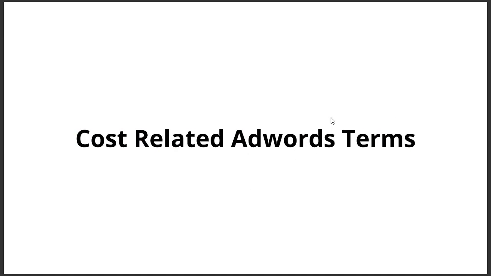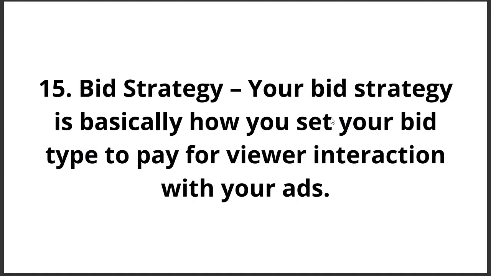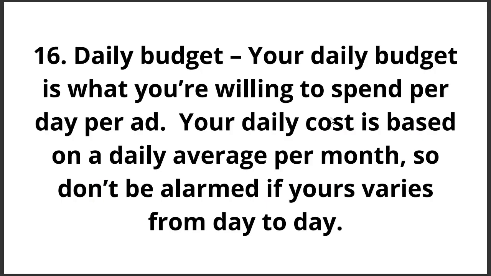Okay, now it comes to cost-related AdWords terms. First comes bid strategy. Your bid strategy is basically how you set your bid type to pay for viewers' interaction with your ads. And then there is daily budget. Your daily budget is what you are willing to spend per day per ad. Your daily cost is based on a daily average per month, so don't be alarmed if it varies from day to day.